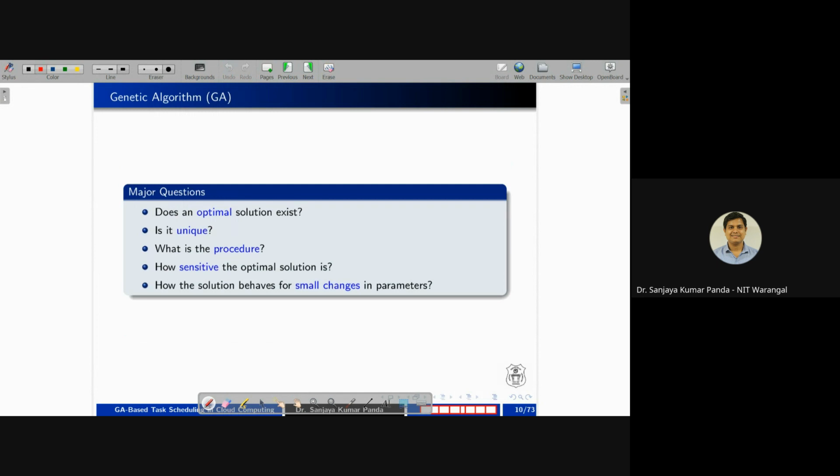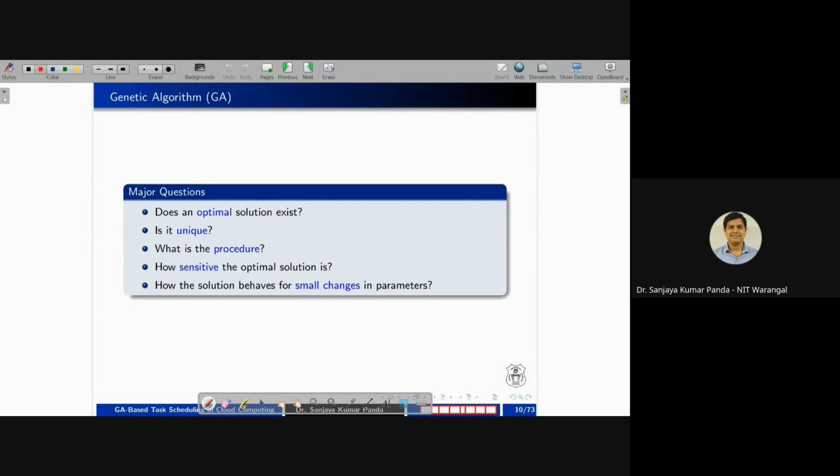Some of the major questions that arise in the case of genetic algorithm: does an optimal solution exist? Suppose you are solving a particular problem using genetic algorithm. First you need to ask whether an optimal solution exists or not. Because in mathematics, if you go for the sphere function, we know the optimal solution is 0. So an optimal solution exists. If an optimal solution exists, then you can ask the next question: is it unique? Sometimes we have so many optimal solutions, and the optimal solution is not unique, and there are different ways to reach that particular optimal solution. So you should know the procedure to obtain a unique optimal solution, or if there is more than one solution, to pick one of the solutions. That procedure we should know.